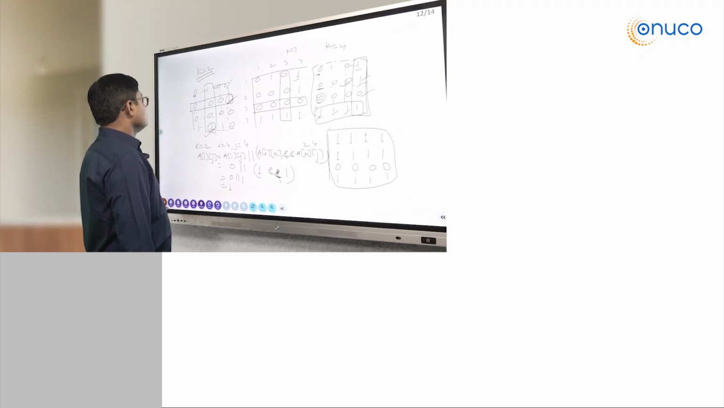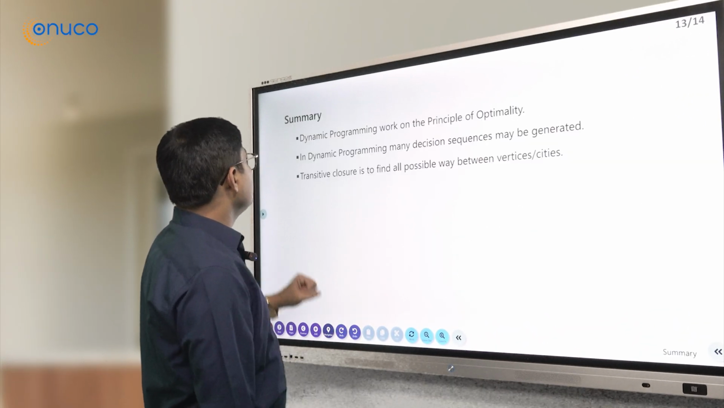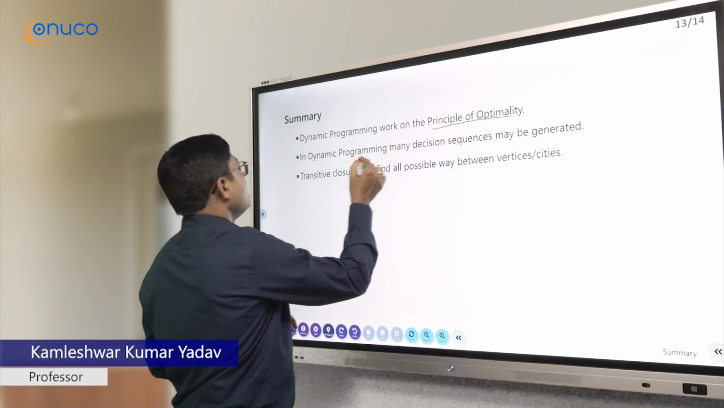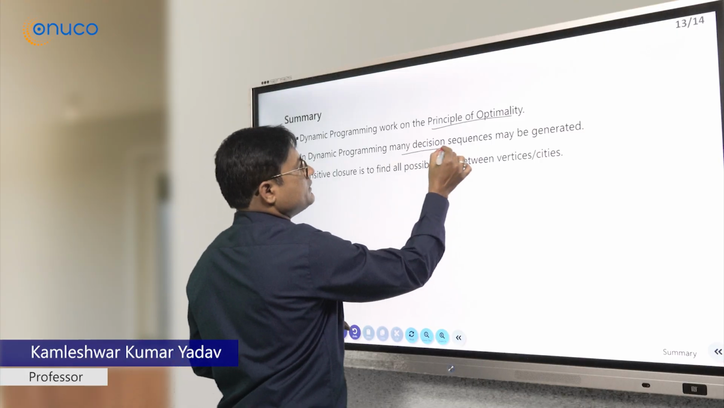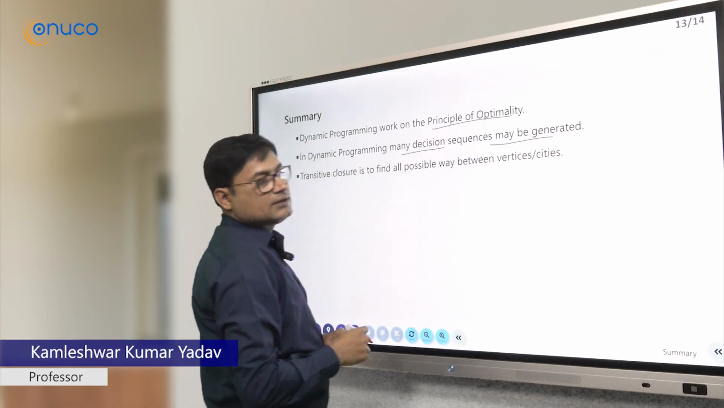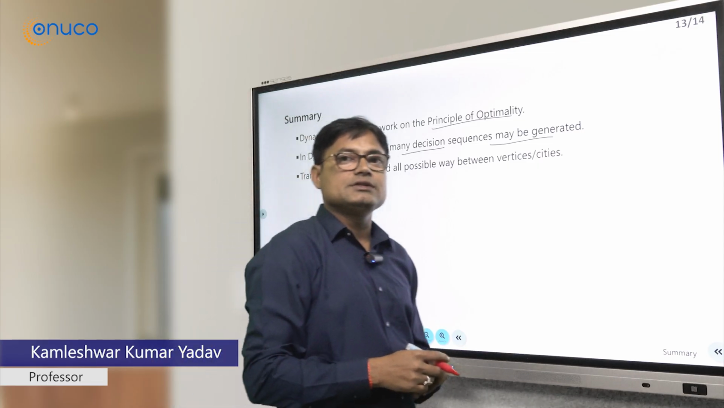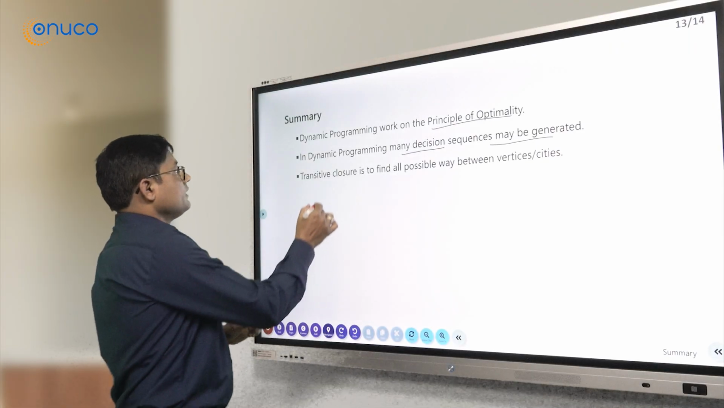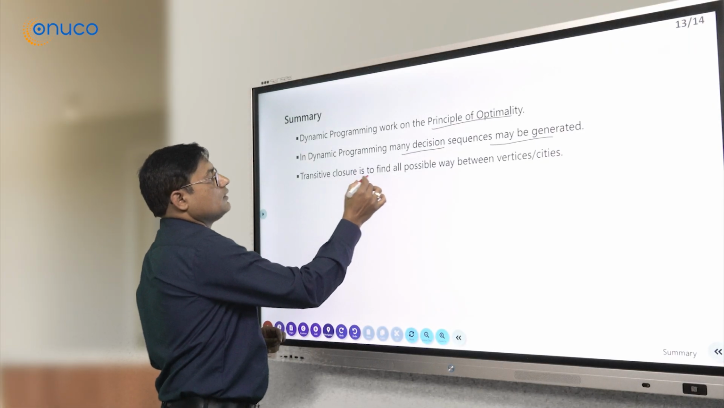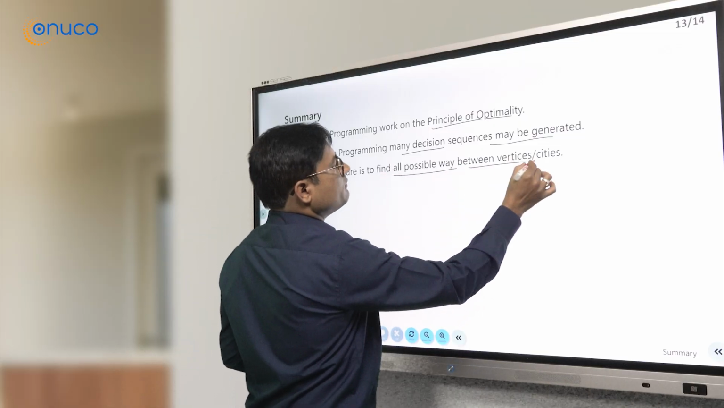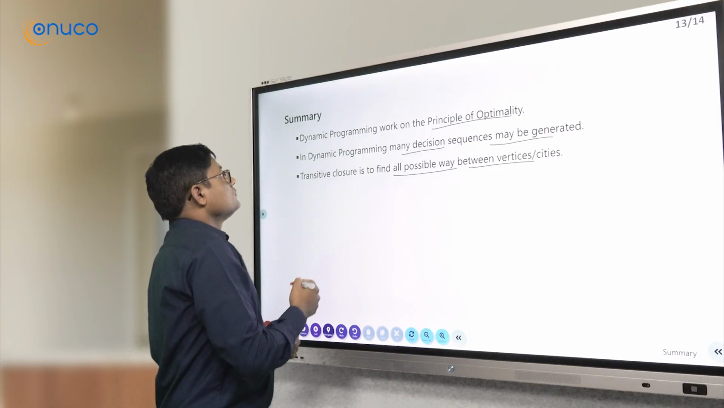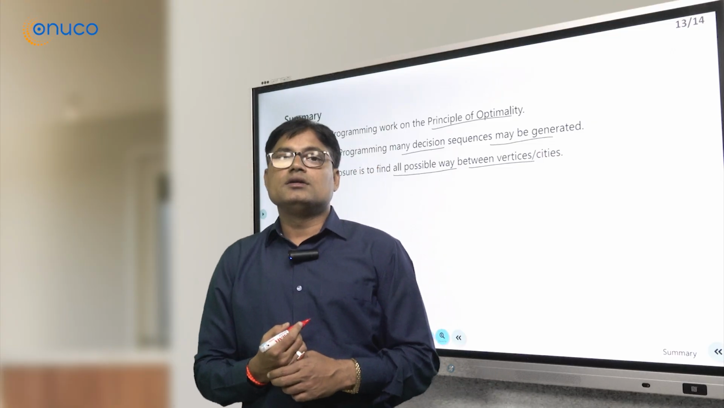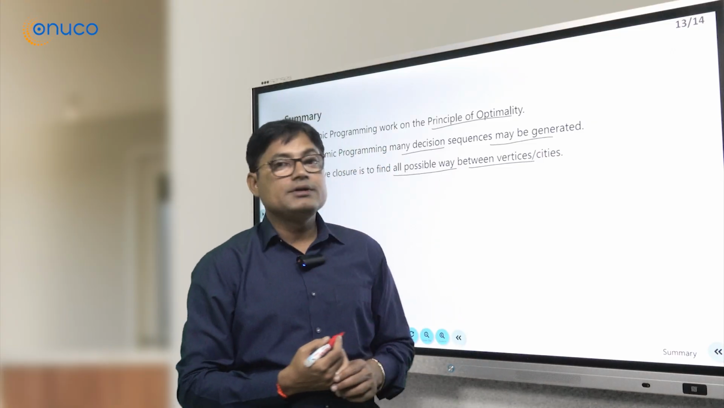Now, let us discuss the summary of this. Dynamic programming works on the principle of optimality, and dynamic programming has many decision sequences, right? As I said, it's not like greedy; we can generate many sequences, and out of that you are going to find the final outcomes. And then transitive closure is to find all possible paths between the vertices, right? So this is all about the summary of Warshall's algorithm, and we'll stop here. Thank you very much.